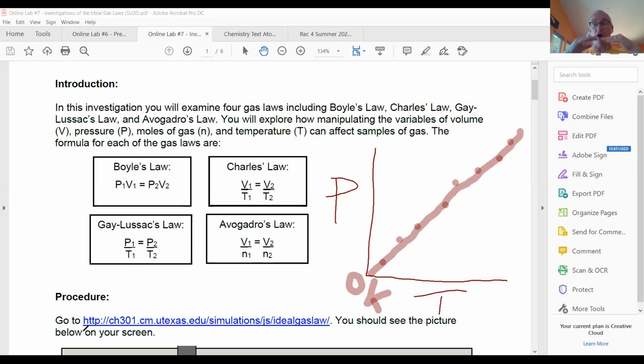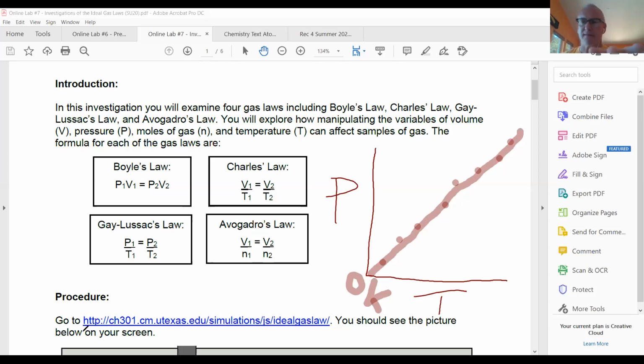So if the molecules aren't moving, how much pressure can they exert on the sides of the container if they're not moving at all? 0. None. There'd be no pressure because the pressure is dependent on molecules moving. So if the molecules can't move, the pressure is going to be 0. So if we plot this, it should go through 0.